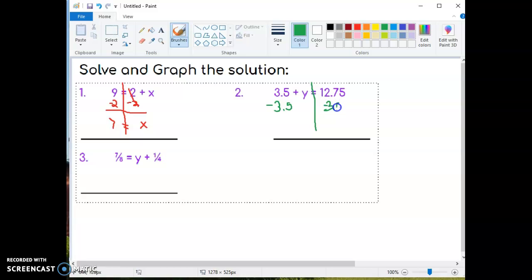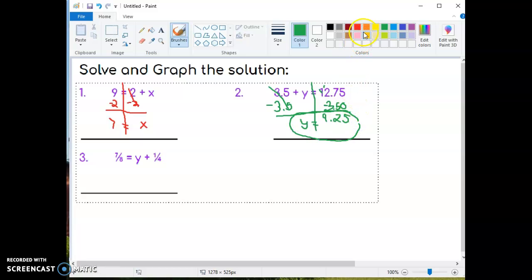Notice I'm lining those decimals up so that it makes my life easier. Okay, 5 minus 0 is 5, 7 minus 5 is 2. Bring that decimal straight down. Borrow, 12 minus 3 is 9. Okay, so right now I have 9.25 on the right. Let's check over here. What do I have left? Positive 3.5, negative 3.5. They cancel. The only thing left is a y. So in this case, y equals 9.25.